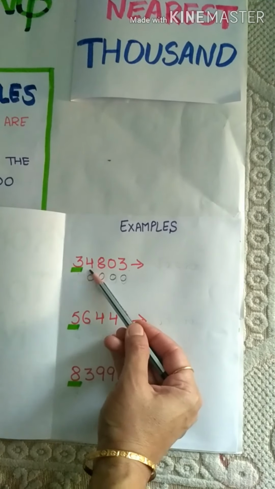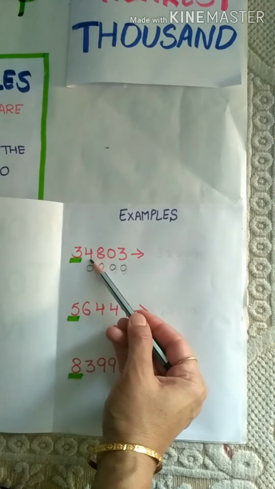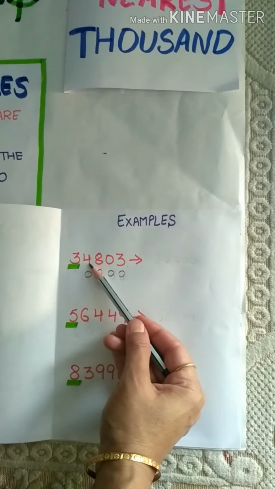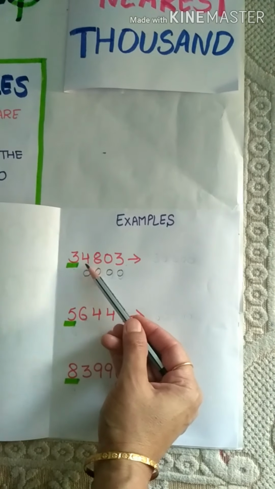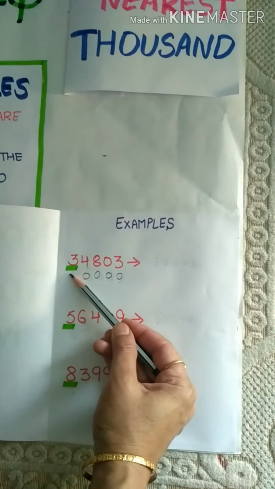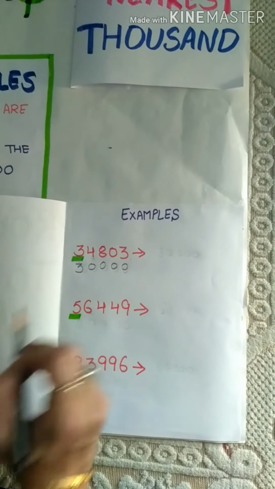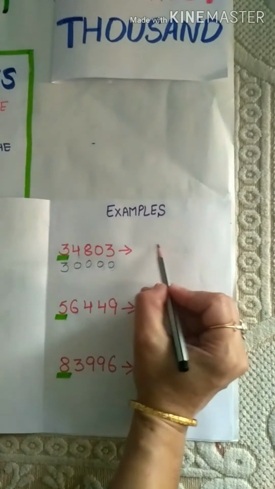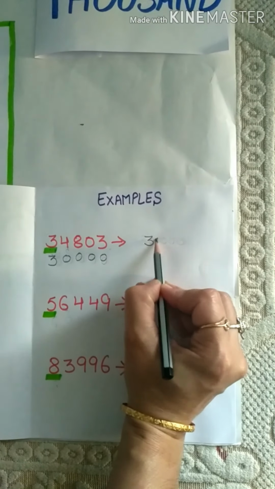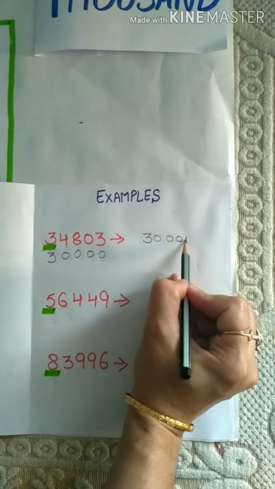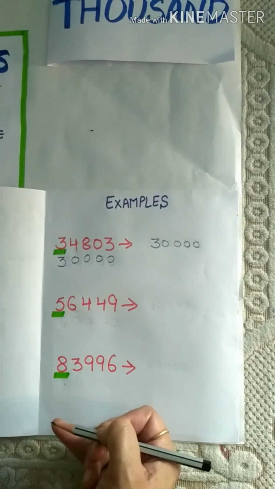When the number is less than 5, what will we have to do? Yes, here I will not add anything in this digit. So I will write 3 as it is. Now the answer is 30,000. Move to the next example.